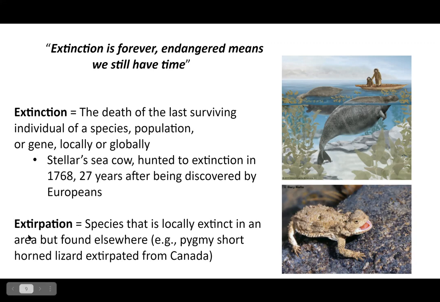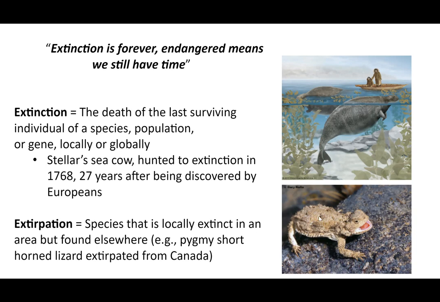Now, there's another term that you'll see quite often, extirpation, where a species that is, say, normally found in Canada and all throughout Central and South America is pushed out of one area of its natural range. So, for instance, the pygmy short-horned lizard here, a little bit evil here with his mouth open, trying to thermoregulate. It was extirpated from Canada due to a variety of reasons, but is no longer found in Canada, only found in Central America and the United States. So that's an example of extirpation.